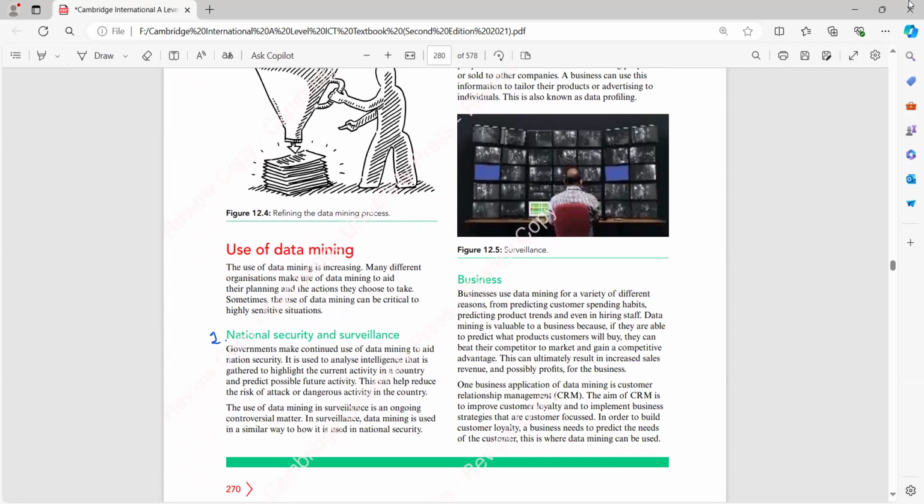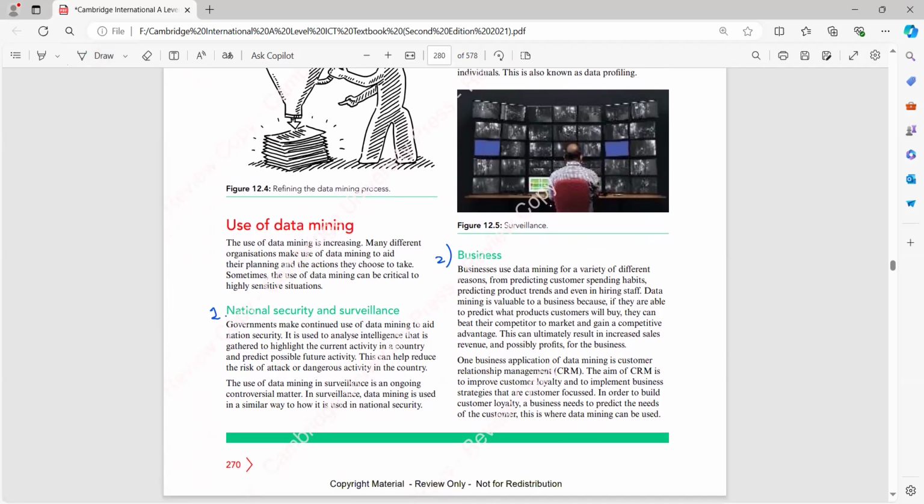Similarly, data mining can also be used in businesses. In businesses, they can predict customers' spending habits, and they can test the conditions. They can predict which type of people are most probably going to purchase which thing, so that they can have an edge over their competition.